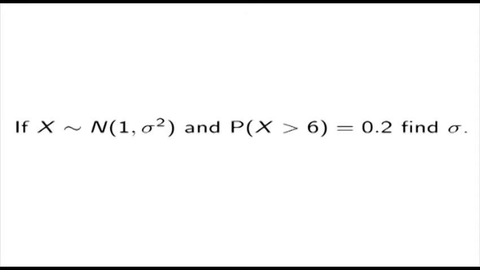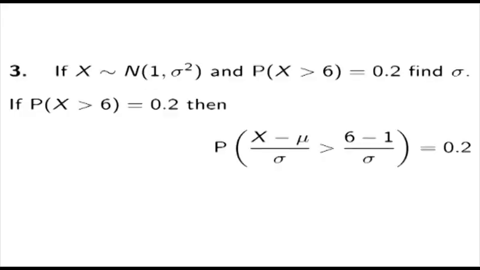So we're going to deal now with the case where x has a normal distribution with a known mean of 1 and an unknown variance. And we're supposing we know the probability of being bigger than a certain value is 0.2. Okay, so it's a bit similar to the last one, not quite the same. We've got one unknown, that's to say sigma, and we've got an equation in this probability with a specified value. So we've got enough information to be able to find it.